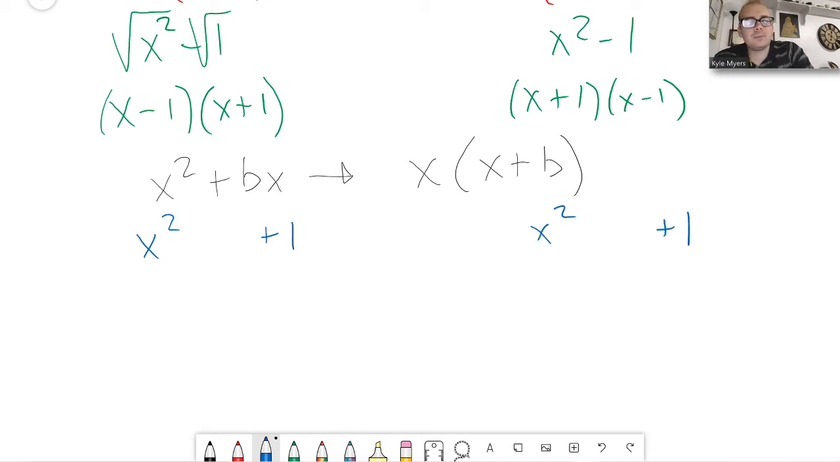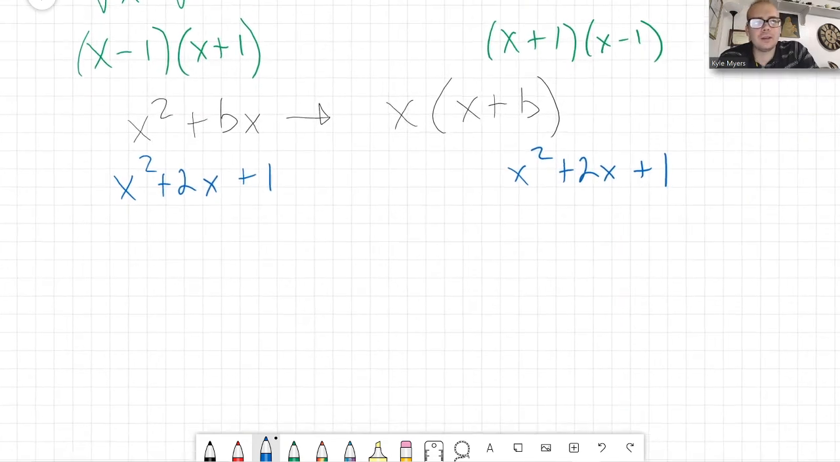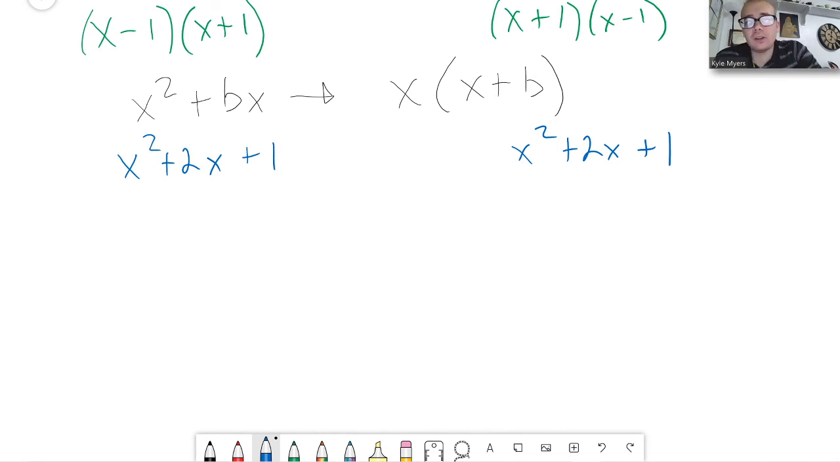X squared plus 1. Alright, so the only one that goes here is 2. If I have a 2 here, then, because the only two factors of 1 are 1 and 1. And actually, just kidding, this can be a negative 2. I can still do my positive and my negative, because 1 is 1 times 1. It's also negative 1 times negative 1.